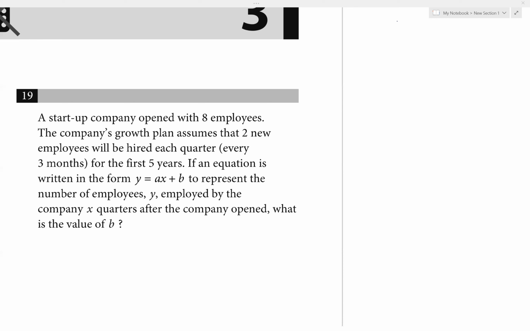Okay, so we know they begin with 8 employees. That's the starting number of employees. And then we know they are going to hire 2 people each quarter, for the first 5 years. So we want to write an equation y equal to ax plus b to model the number of employees that the company has x quarters after it opens. So x represents number of quarters. So what will be the b value?